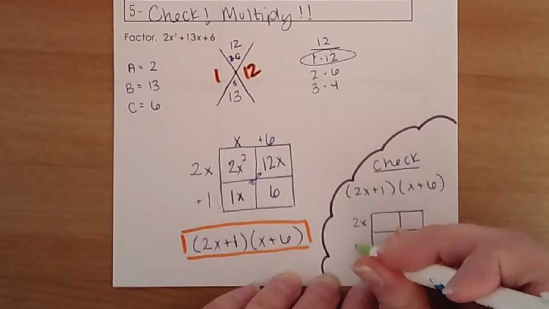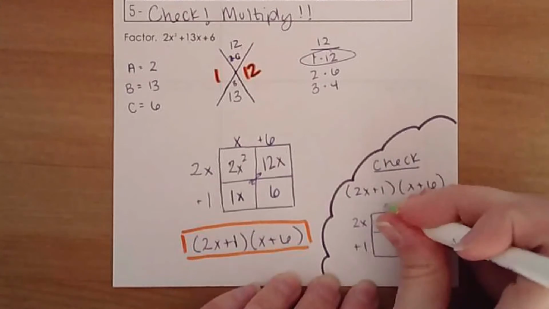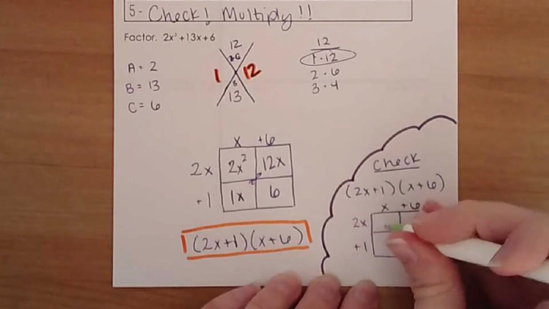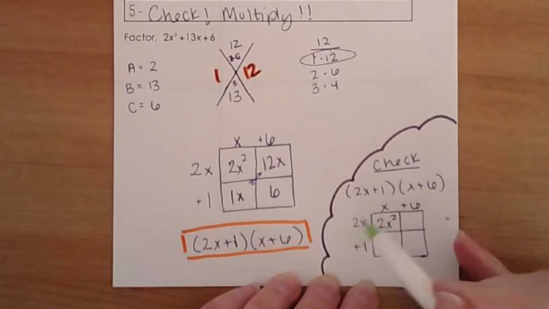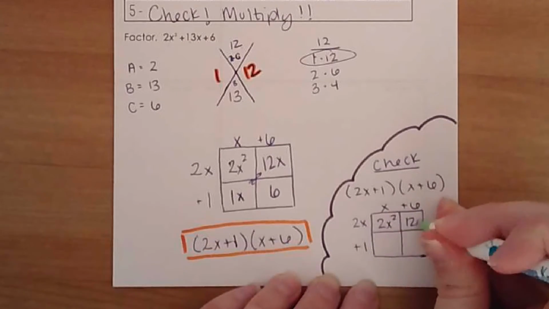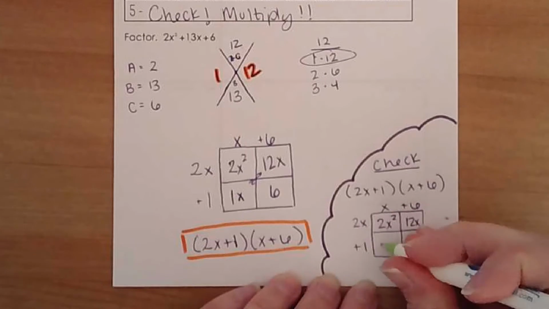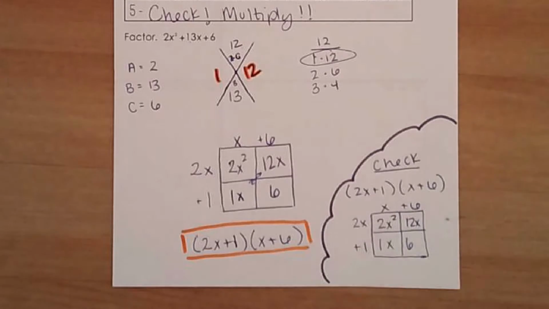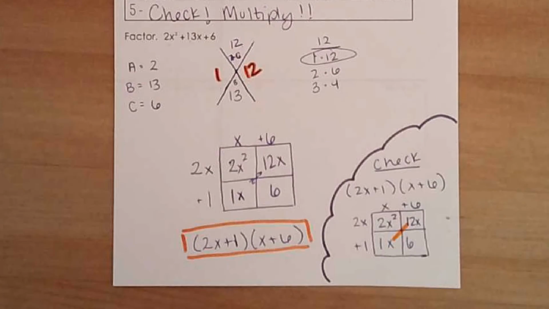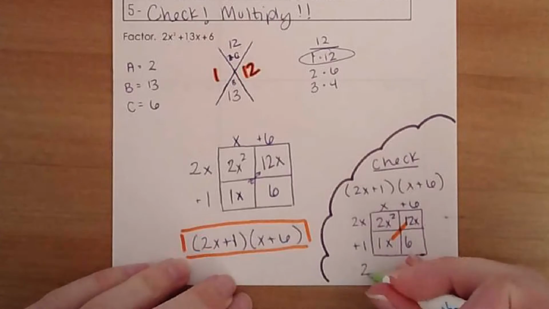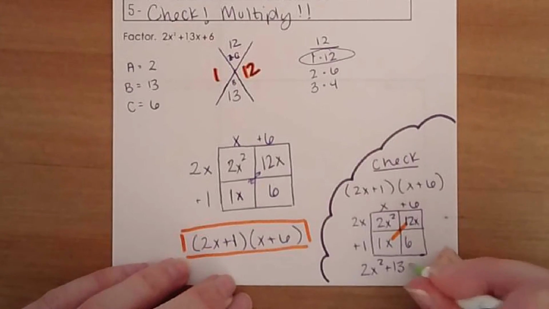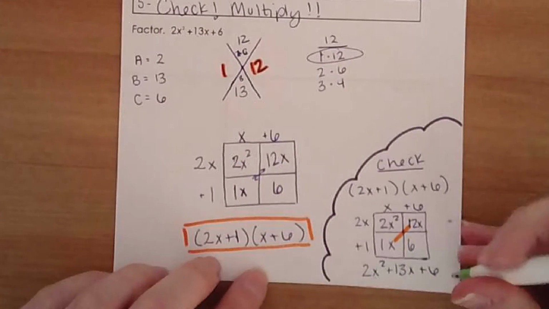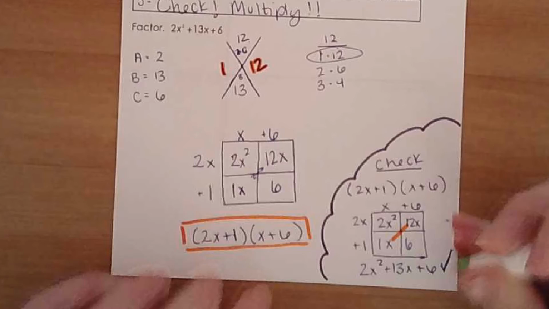So I'd have 2x and positive 1 here, x and positive 6 here. When I'm multiplying, 2x times x is 2x squared. 2x times 6 is 12x. 1 times x is just 1x. 1 times 6 is 6. I know my like terms are right here on this diagonal. So I would have 2x squared plus 13x plus 6, and that is exactly the problem I started with. So I know my answer checks out and is correct.